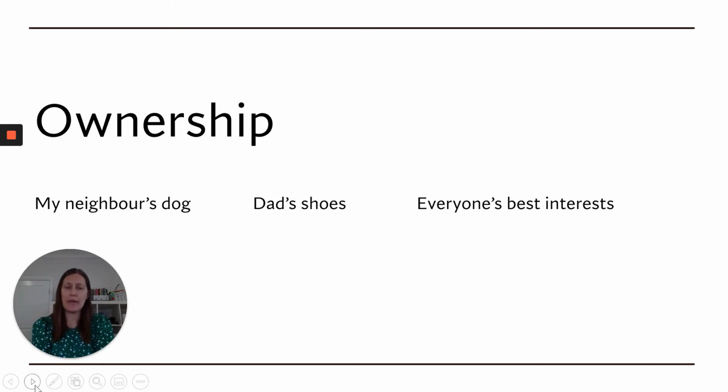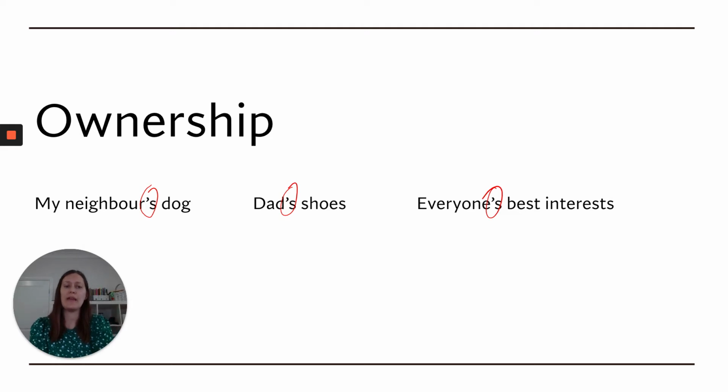So for ownership, here are some examples. My neighbour's dog. The dog belongs to my neighbour. And therefore, I put an apostrophe because it is my neighbour's dog and I'm showing that ownership there. In the same way, Dad's shoes would have an apostrophe because the shoes belong to Dad. Dad owns the shoes.